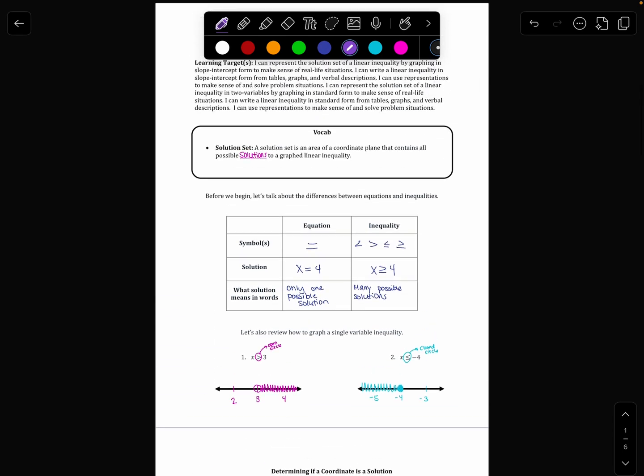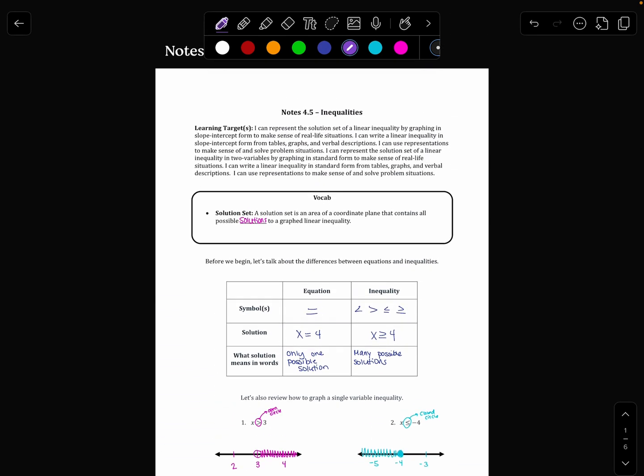All right, y'all, that's a lot with inequalities, but none of this is like super brand new. It's just taking things that you already know how to do, like graphing a line and just adding one more layer to it, writing an equation, just adding one more layer to it.